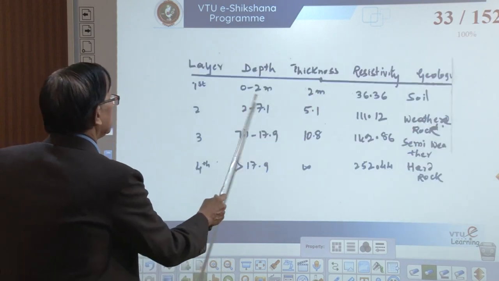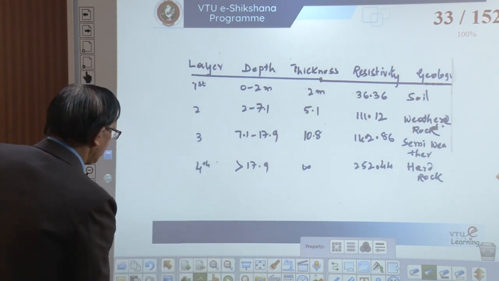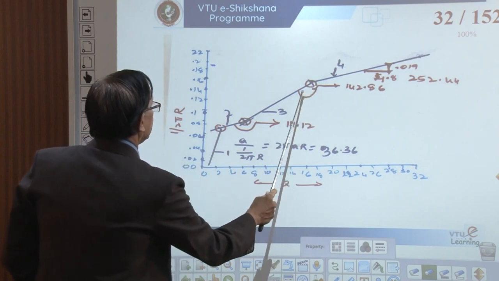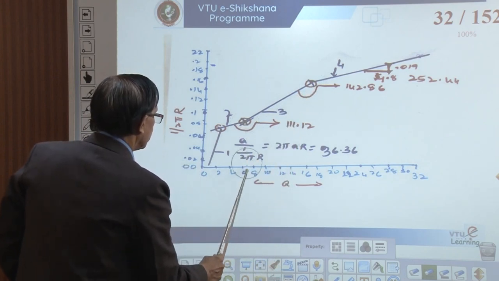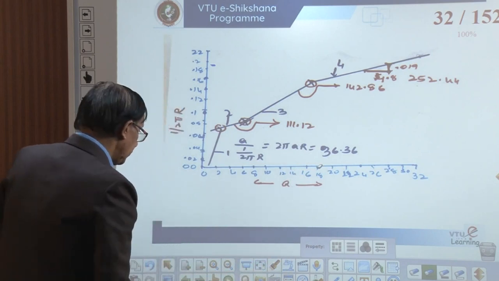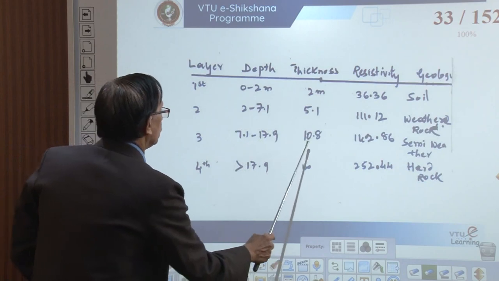Yes, that gives the second one, 5.1. The third one is from here to here. What is the thickness of the formation here and here? That corresponds to the thickness of a formation. The third layer thickness is so much.